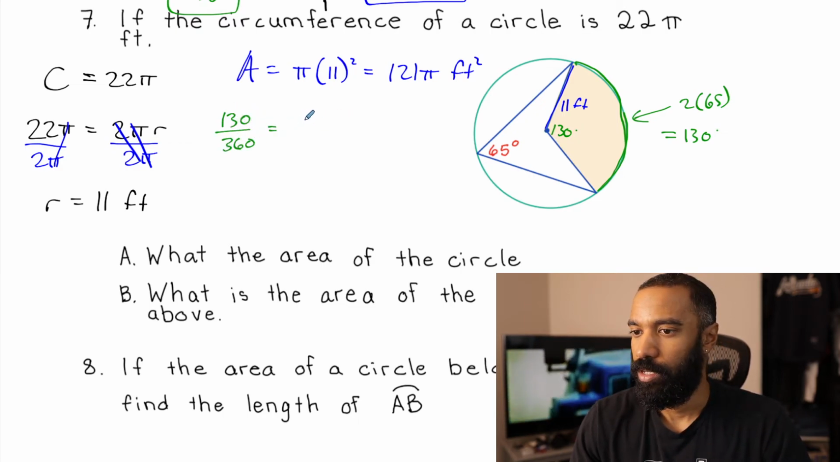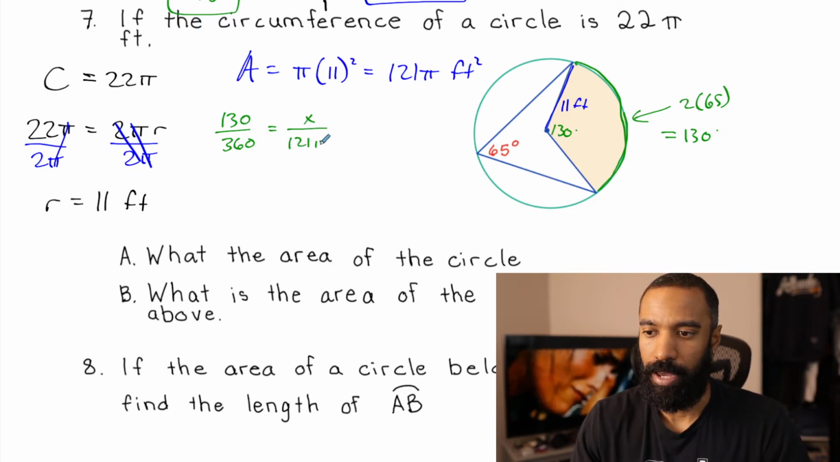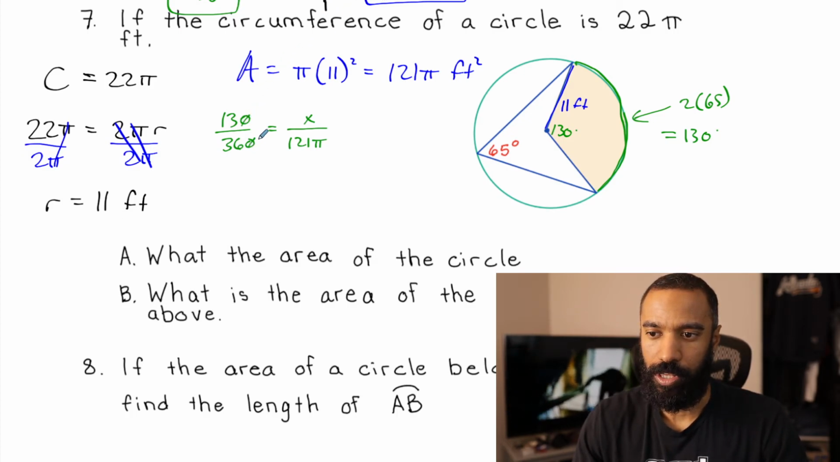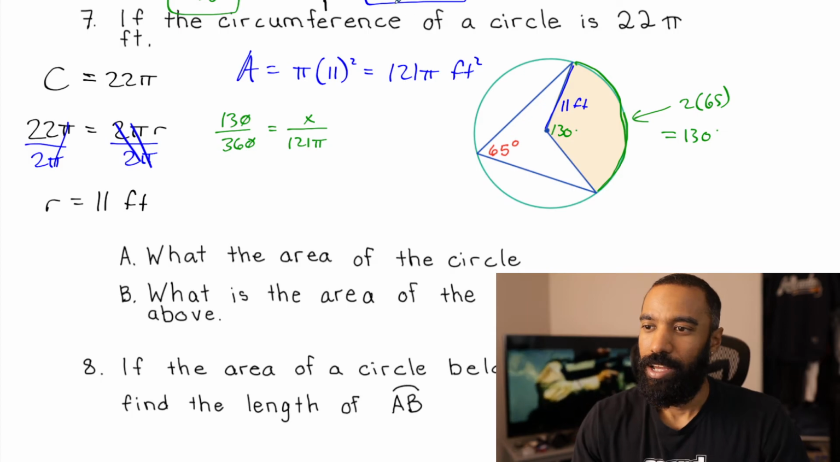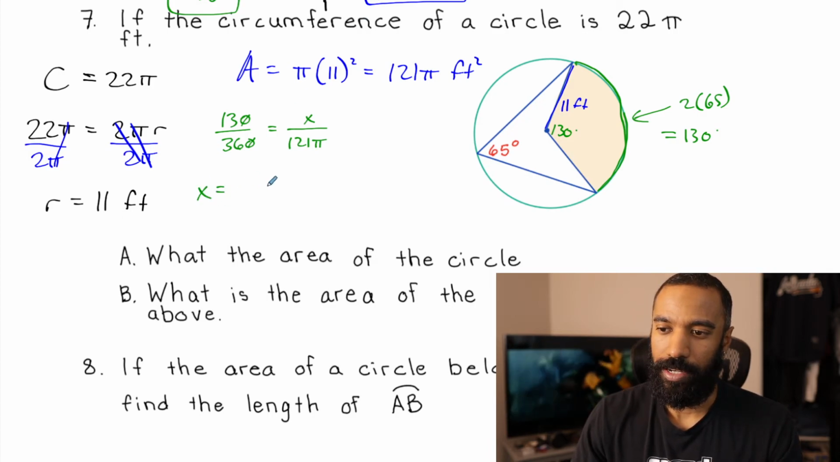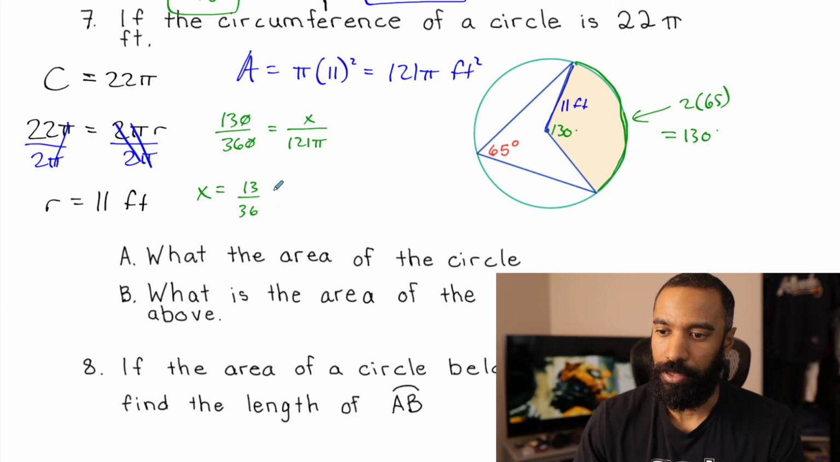equals, I'm just going to call it x. The area of the sector x out of 121 pi. Now I am going to multiply by 121, but let's just reduce those by dividing by 10. So we're going to take 121 pi and multiply it by 13 over 36.